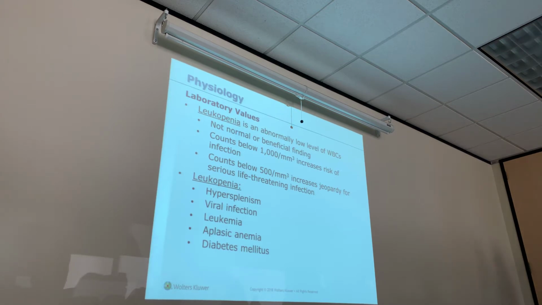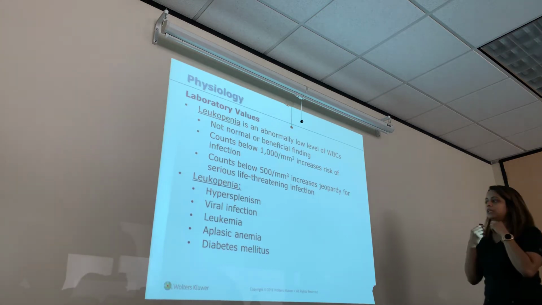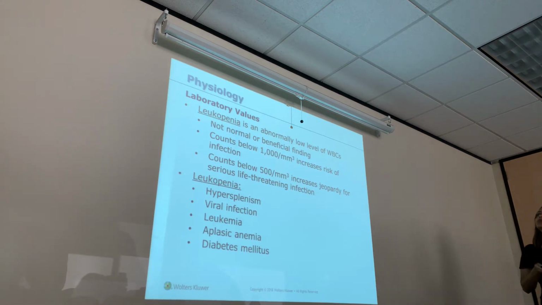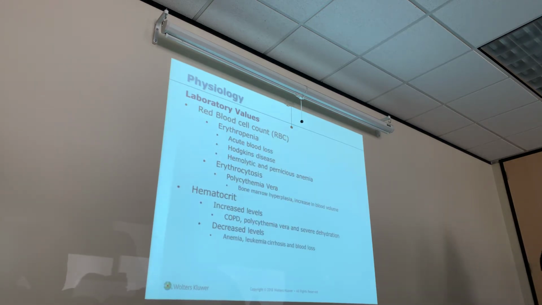Some causes of leukopenia is hypersplenism. What does that mean? What's hyper? Some type of viral infection, leukemia, aplastic anemia, or diabetes. What is leukocytosis? Increase or decrease white blood cell? Increase. Leukopenia? Decrease. If it's less than 500, is it life-threatening? Yes.